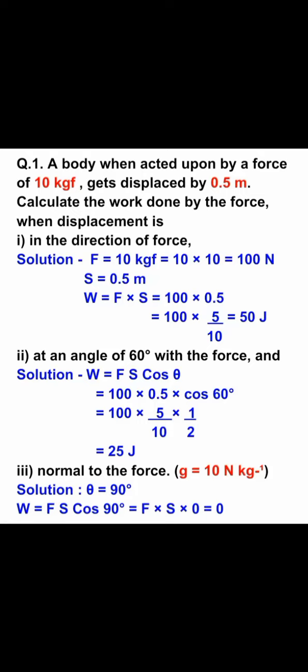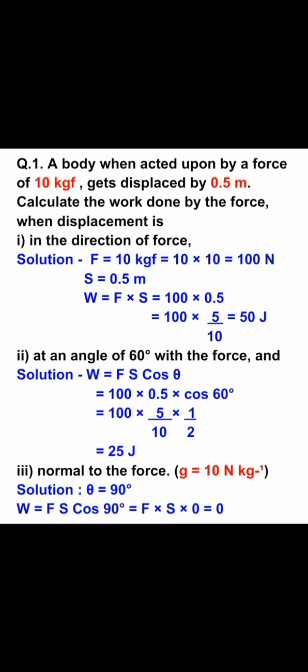Here the question is saying the body acted upon by a force of 10 kgf gets displaced by 0.5 meter. Calculate the work done by the force when the displacement is, number 1, in the direction of force, number 2, at an angle 60 degree with the force, and number 3, normal to the force.